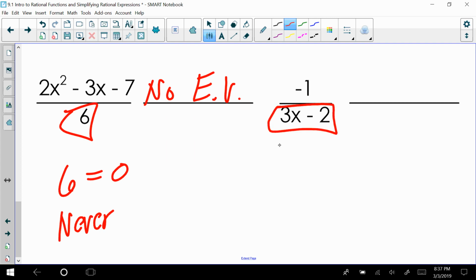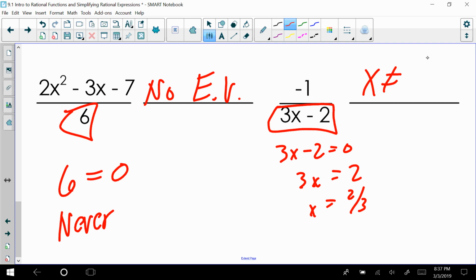Okay, well, this other one, 3x minus 2 equals 0. Well, that's 3x equals 2. That's x equals 2/3. Oh, x can't be 2/3. It's as simple as that. Okay, great time to go back. Really make sure you're getting these excluded values because we're going to be using them.